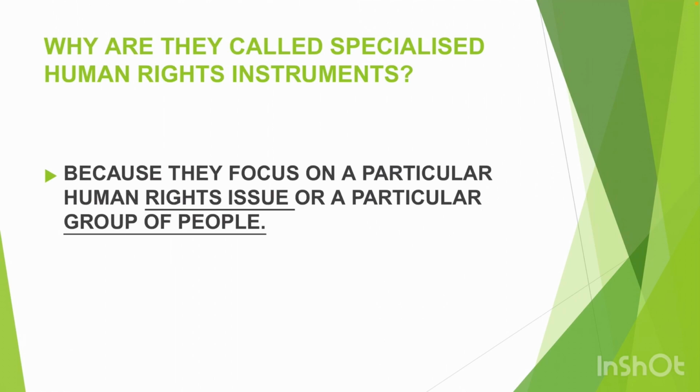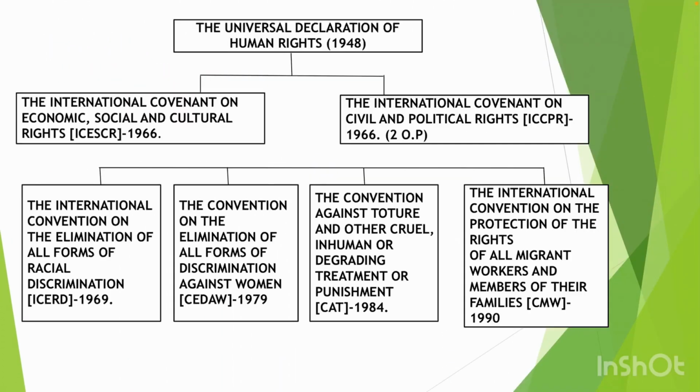Remember, firstly, they came up with the Universal Declaration of Human Rights. From the Universal Declaration of Human Rights, they came up with two other documents. The ICCPR expanded on the civil and political rights, whilst the ICESCR expanded on the economic and social rights. Still, this was not enough. They said, let us further our thinking. Let us form what are called specialized human rights instruments.